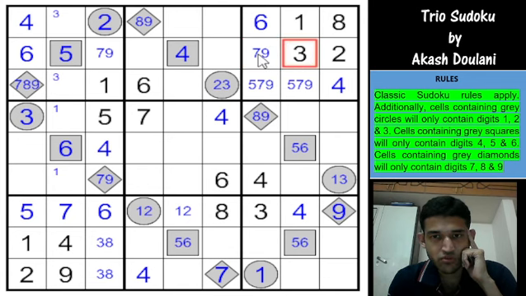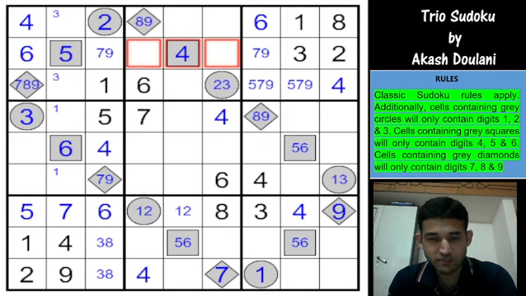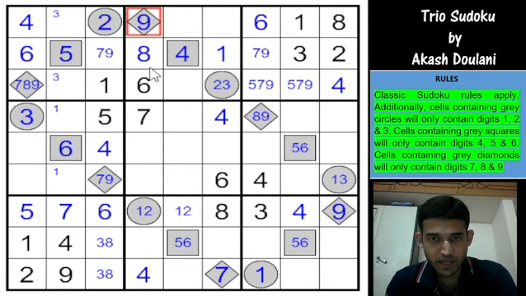So I have 2 3 4 5 6 7 9, which means these two cells must be 1 8, and of course this can be used to resolve that quickly. So that becomes 1, that becomes 8, and which means that this has to be a 9.